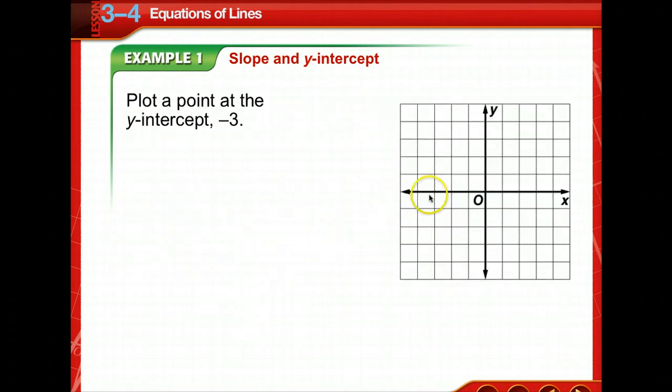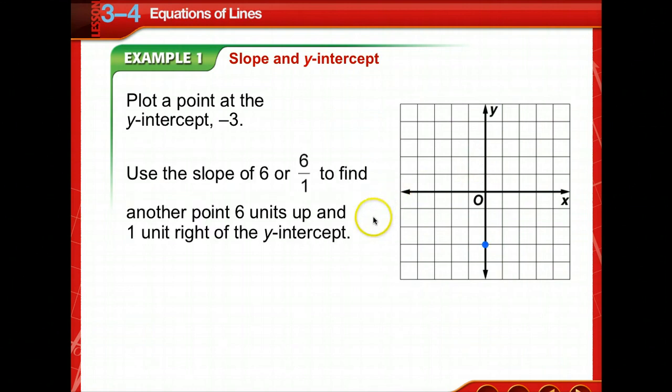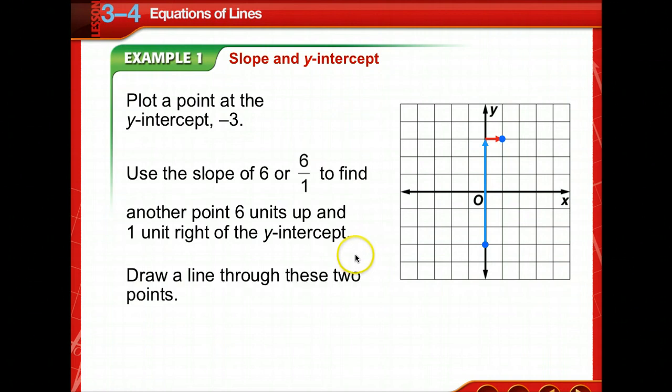So we're going to plot the point at the y-intercept. So we said the y-intercept's at -3, so we'll start here, and the slope is 6, so it goes up 6 over 1. And you'll plot your second point. Then you can draw a line through these 2 points, because by definition, any 2 points contain one line.